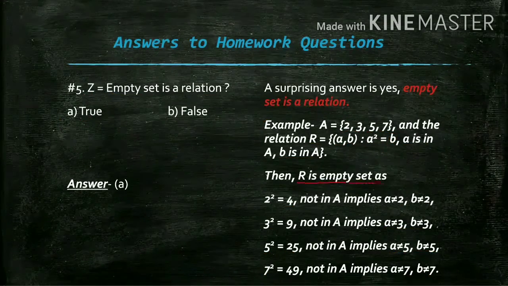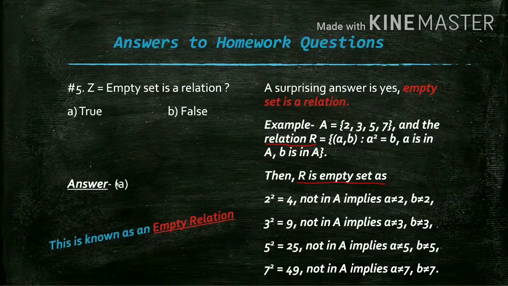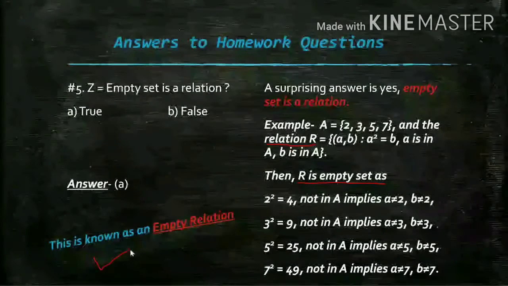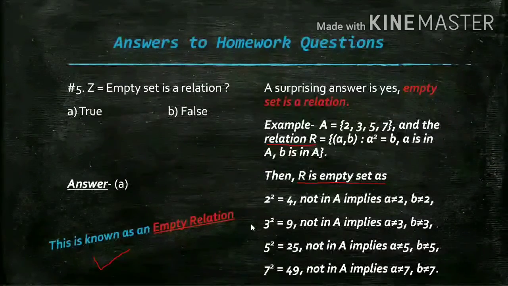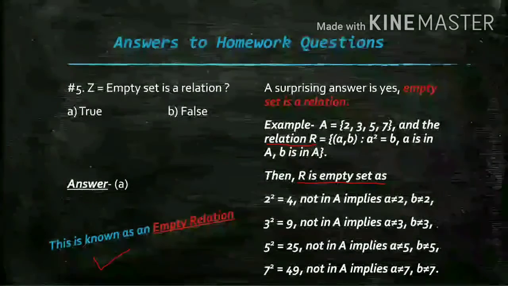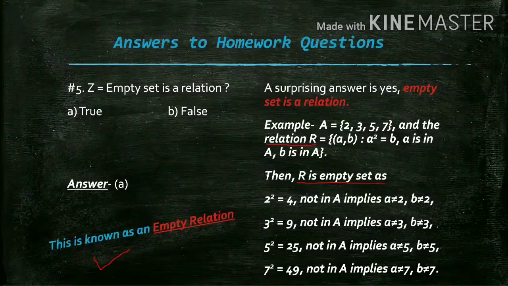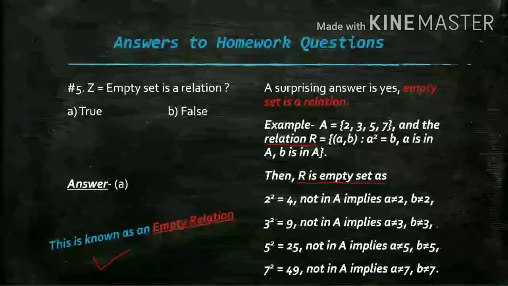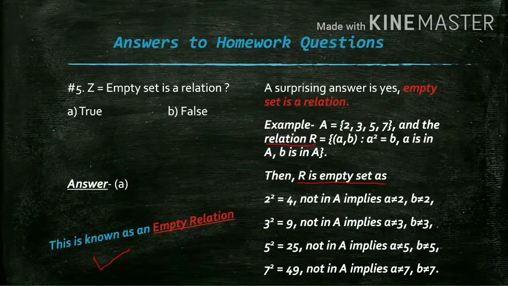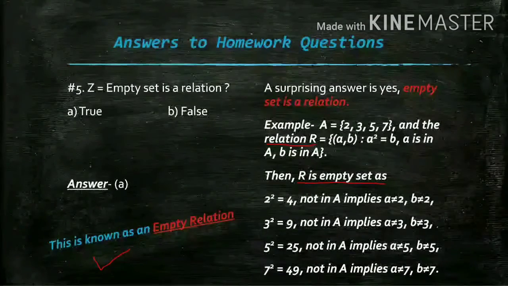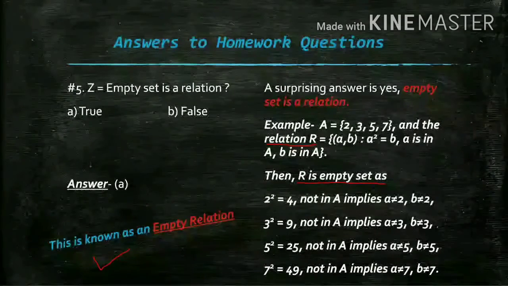So R is an empty set, and this type of relation which I defined is called an empty relation. It is by definition that we call this an empty relation. Okay, so I hope you get answers to all your homework questions. In case you further have any doubt, please mention it in the comment section, mentioning the question with which you have it.